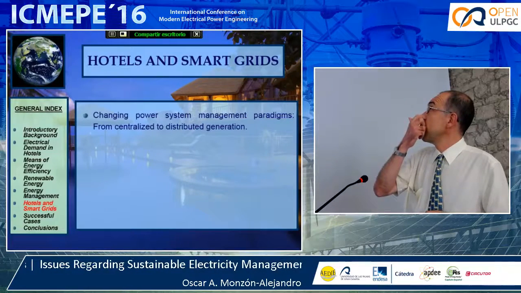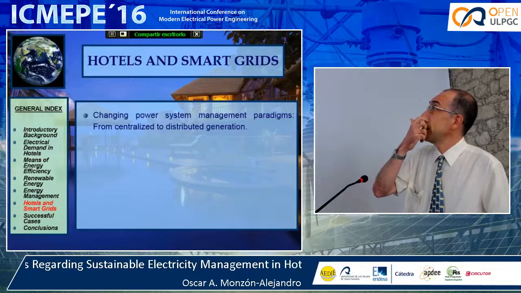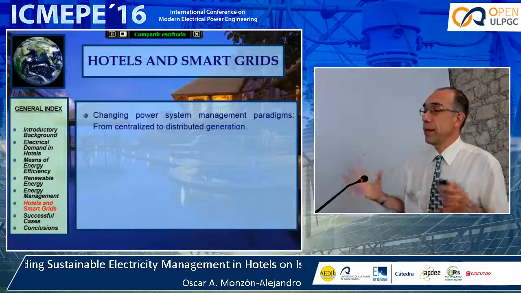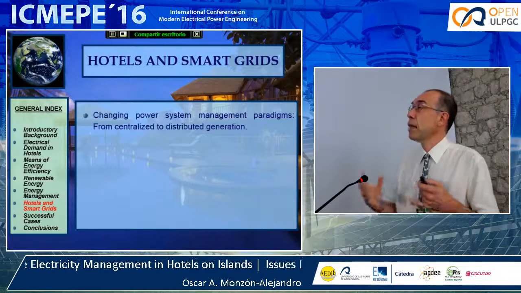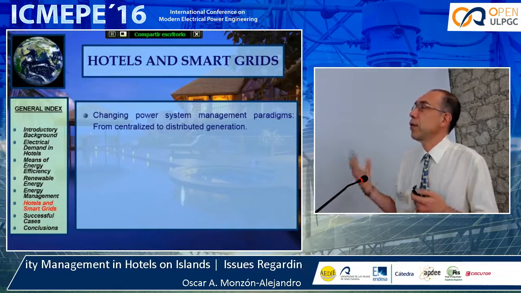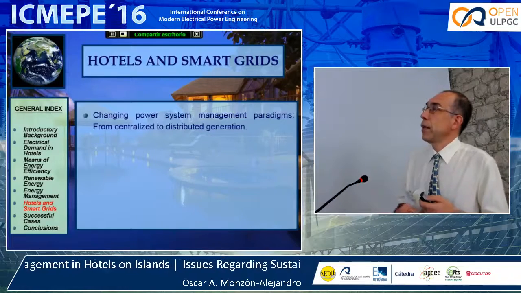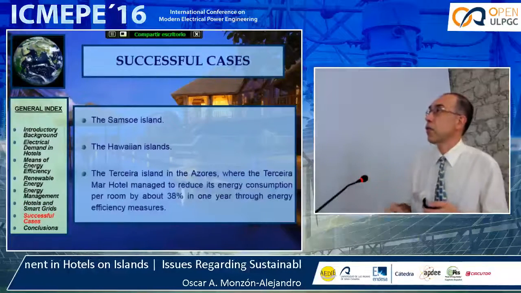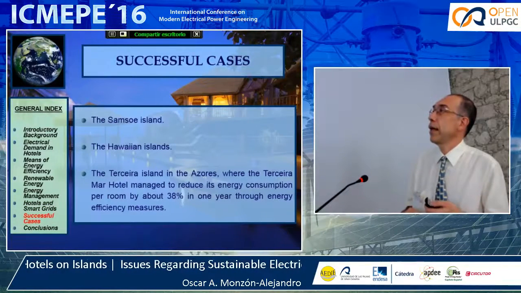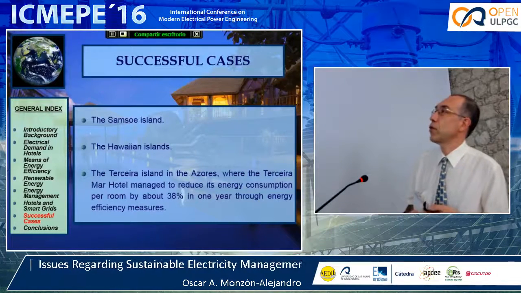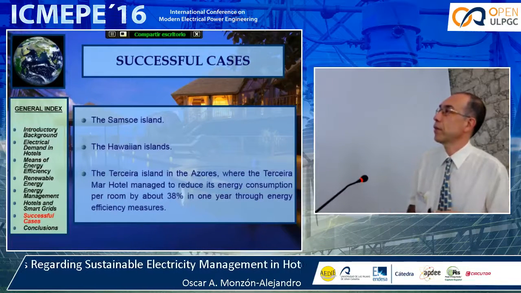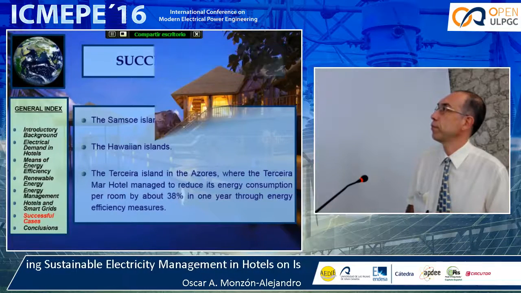Regarding the relationship between hotels and smart grids, the power systems paradigm has been changing for several years. It has reached 38% energy efficiency in only 1 year, a reduction in energy consumption.